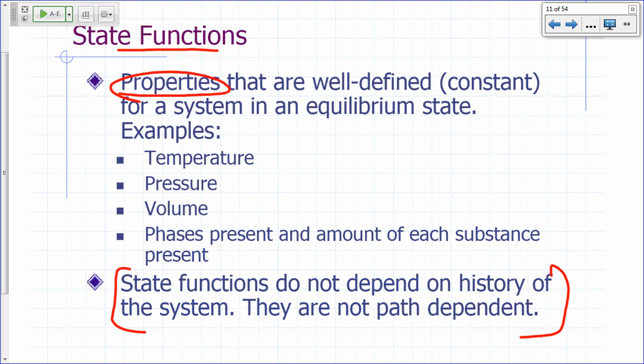So if a system ever undergoes a series of changes and it goes back to that particular state, those values would still be the same. Otherwise, it would be a different state. So state functions, we say, are not path dependent. It doesn't depend on how you got there. They're path independent.